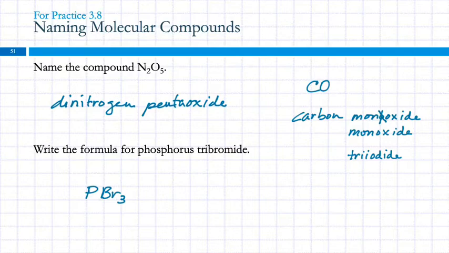Another thing, I see this, and I don't know. Let's see if I can think of an example that's not the example on the worksheet. I don't know if this compound exists, but we could name it. So how many sulfurs? 2. So disulfur tetrafluoride, right?